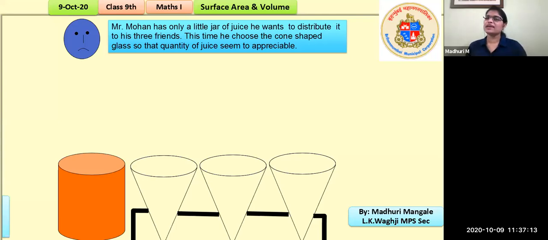Will I be able to do this? Okay. Will the friends be happy? Will they get equal amounts? Those are the questions in his head, and he's really worried. So let's see if geometry can help him somewhere. So what he does, he chooses the glasses with equal heights and with equal radius.